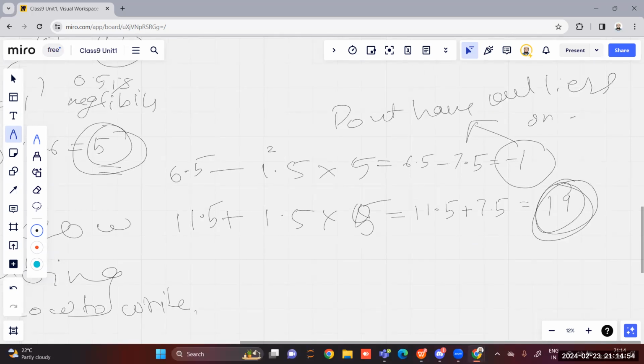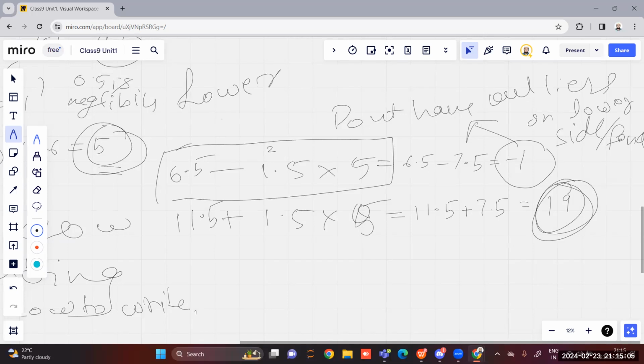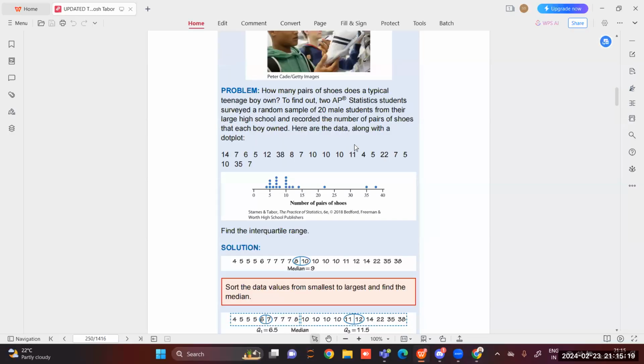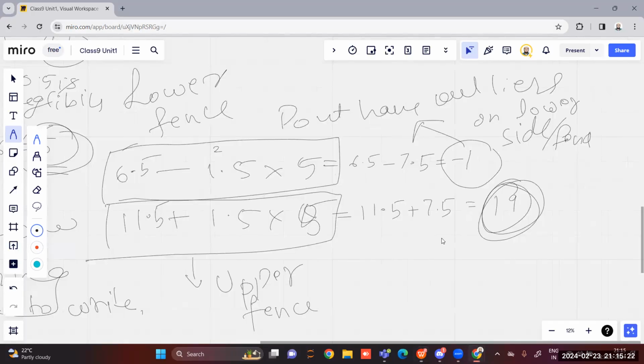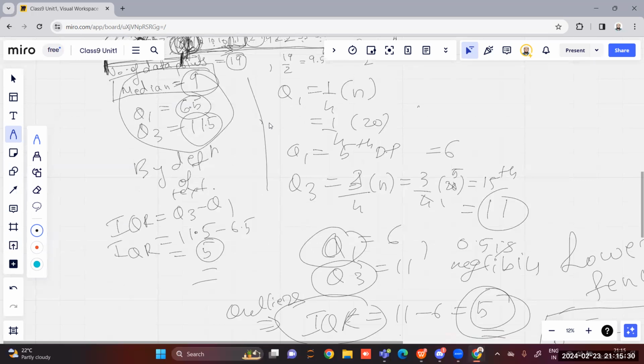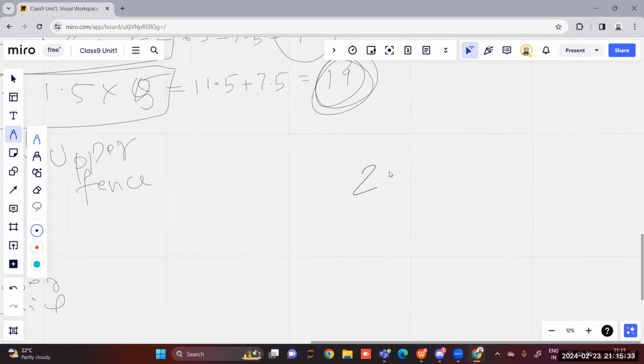Outliers on the lower side, or you can also say the lower fence. This quantity is also known as the lower fence, and this quantity is also known as the upper fence. There are different terms in data science for this, but you must remember lower fence and upper fence. It is very helpful. So are there data points greater than 19 here? So what will be the outliers on the upper side? 22, 35, and 38. Correct?